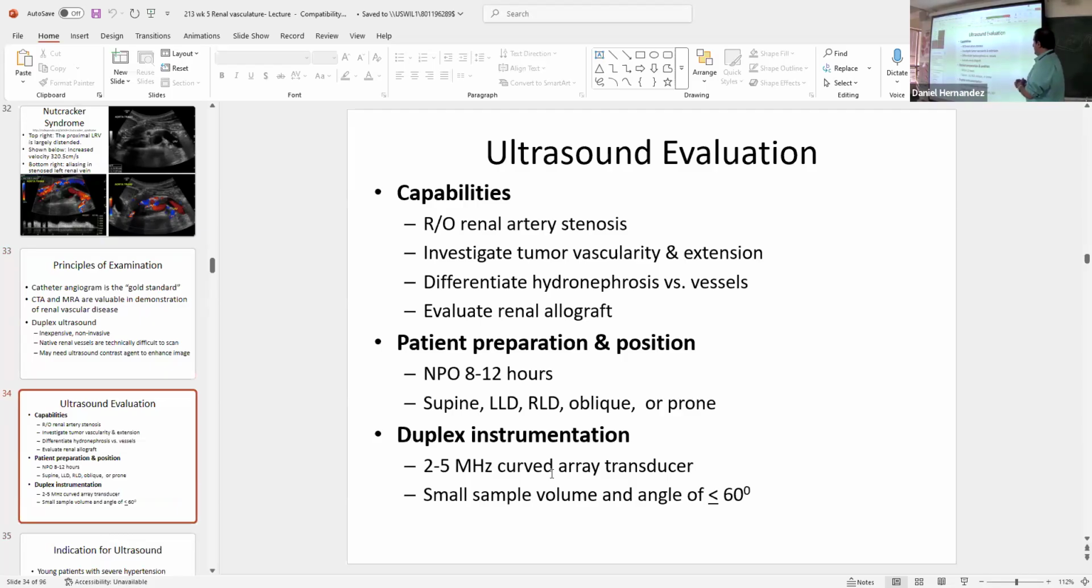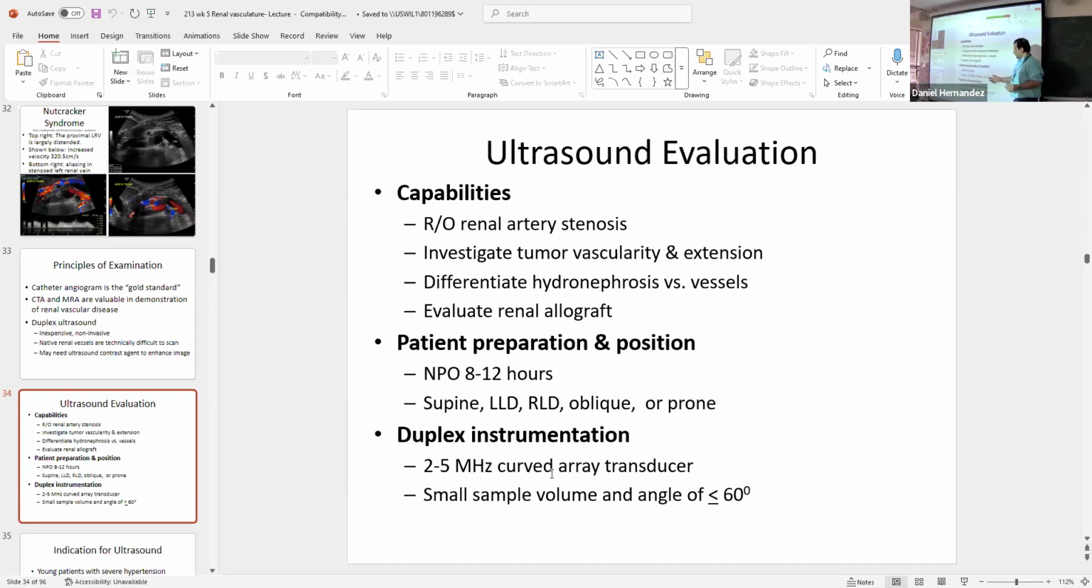So we want to rule out renal artery stenosis when we're doing a renal artery Doppler. We can also investigate tumor vascularity or extension. We talked briefly about certain types of cancers that like to grow into the vessels, namely hepatocellular carcinoma and renal cell carcinoma. Those are the two cancers that like to grow into the vasculature. So we could look for tumor invasion into our renal veins. We can differentiate between things like hydronephrosis versus vessels, and use it to evaluate renal transplants.